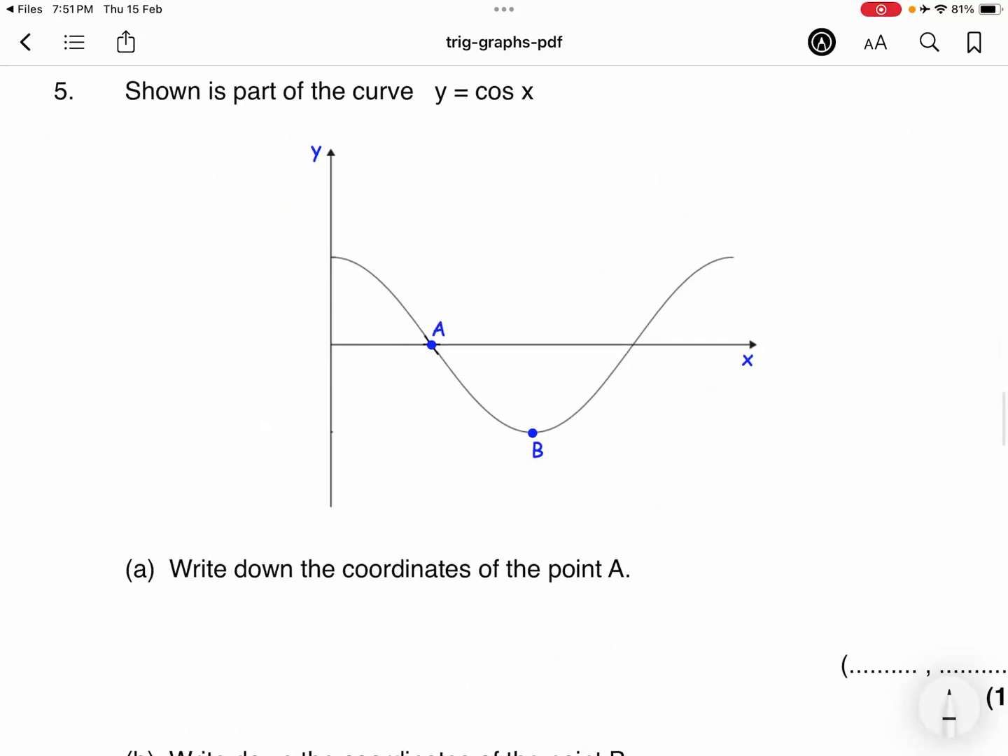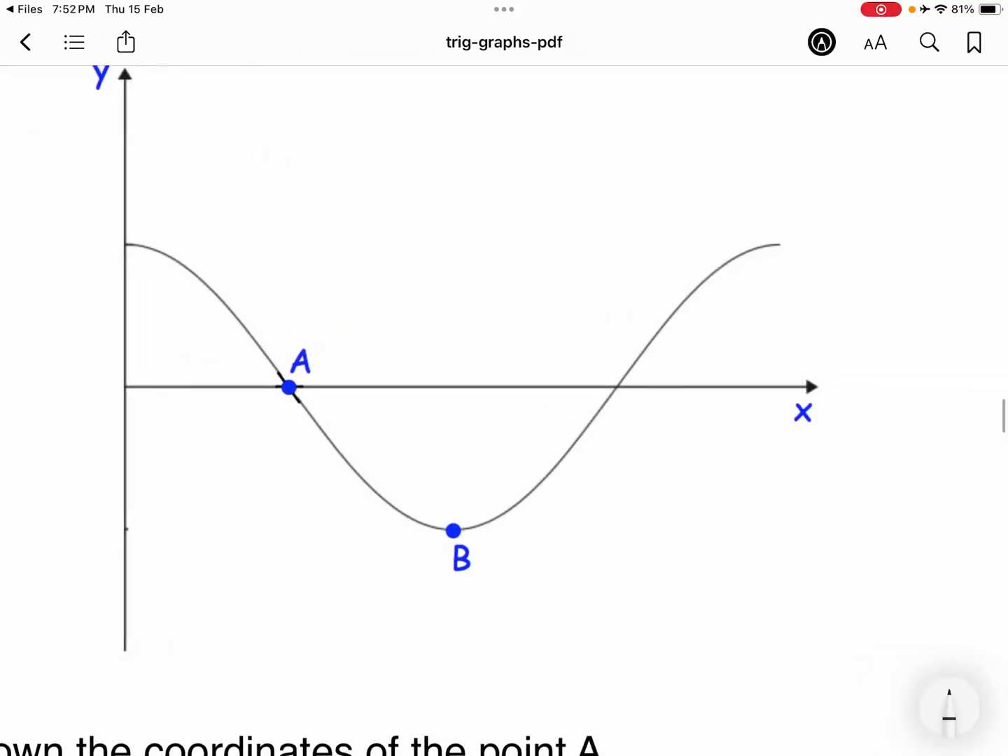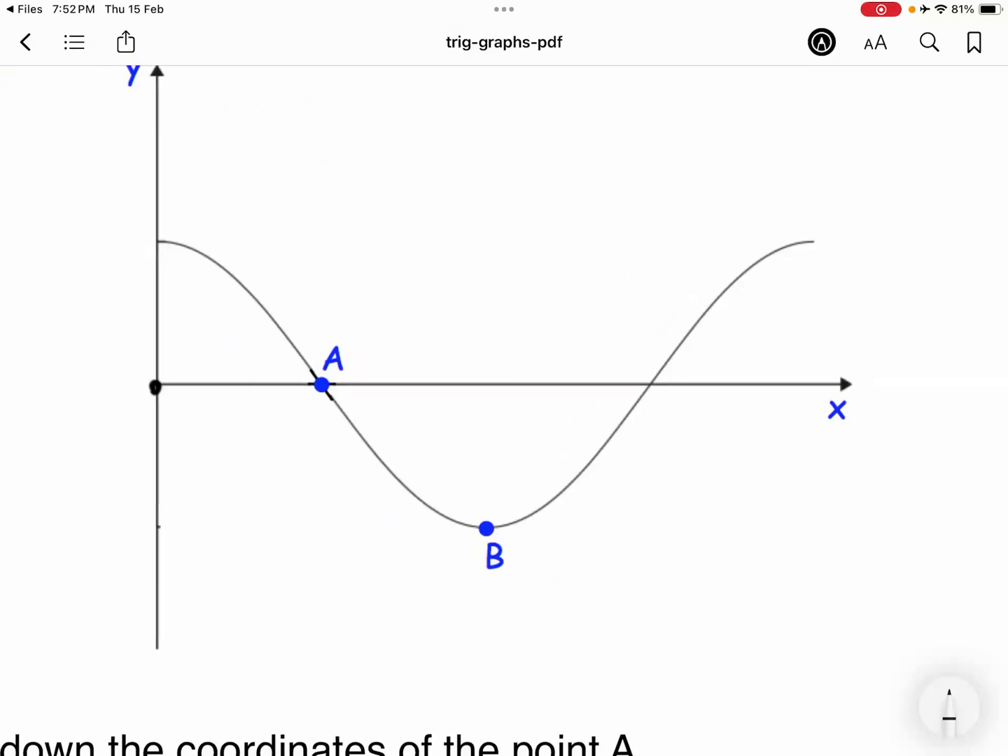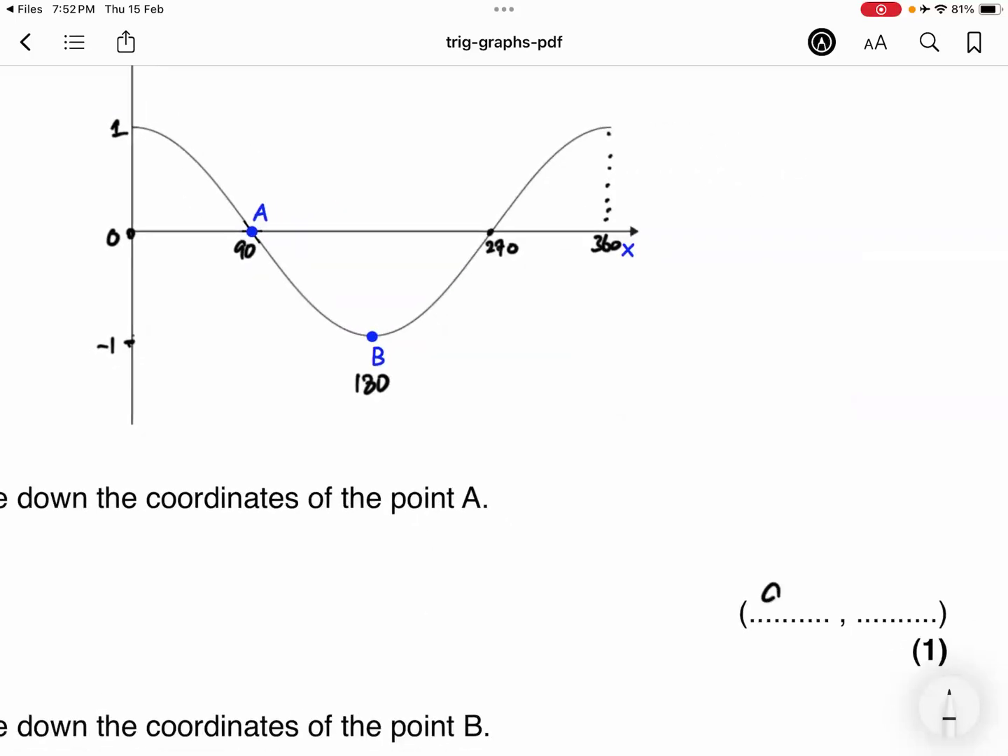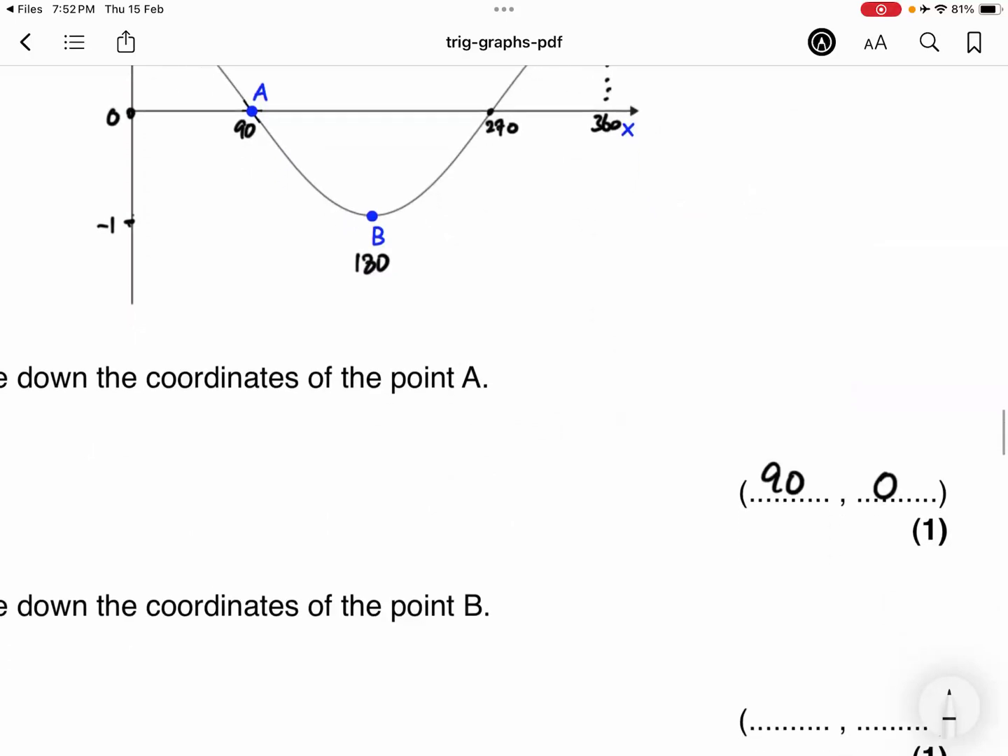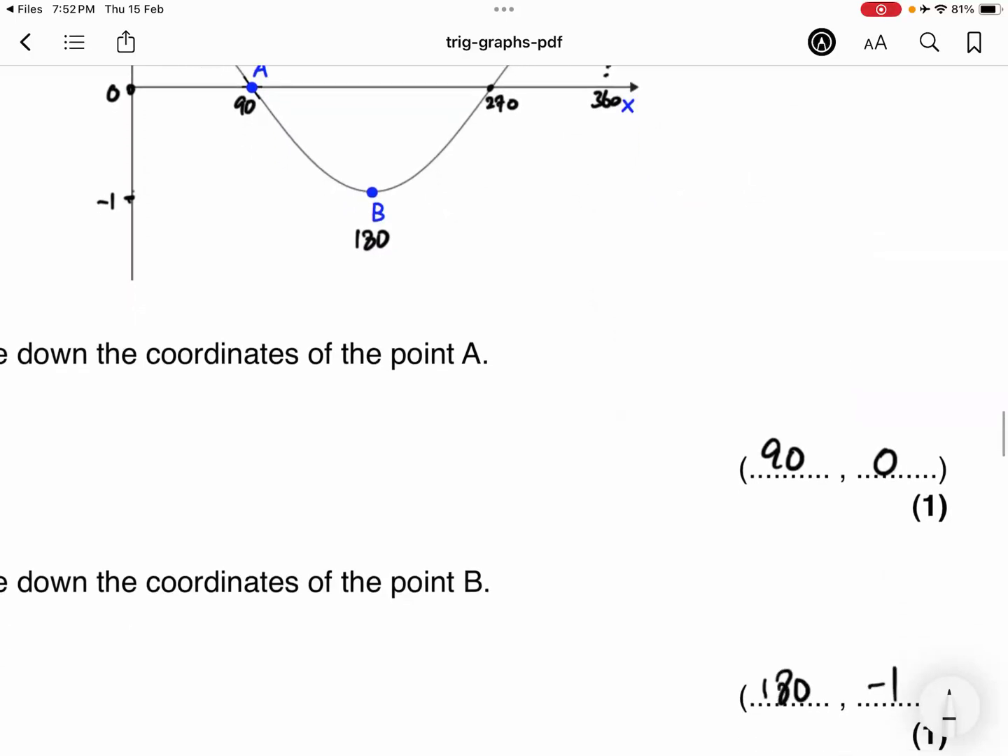Shown is a part of a curve y equals cos x. Okay. So that point is 0. This point is 1 and this point is -1. We remembered it already. Yes or no? Yes, sir. Now, beta, cos 90 is 0. Yes or no? So here we have 90, here we have 180, here we have 270, and here we have 360. Yes or no? So the coordinate of point A is x is 90, but y is 0. Coordinate of B is 180, but y is -1. Can I say that, Rehan, or not?